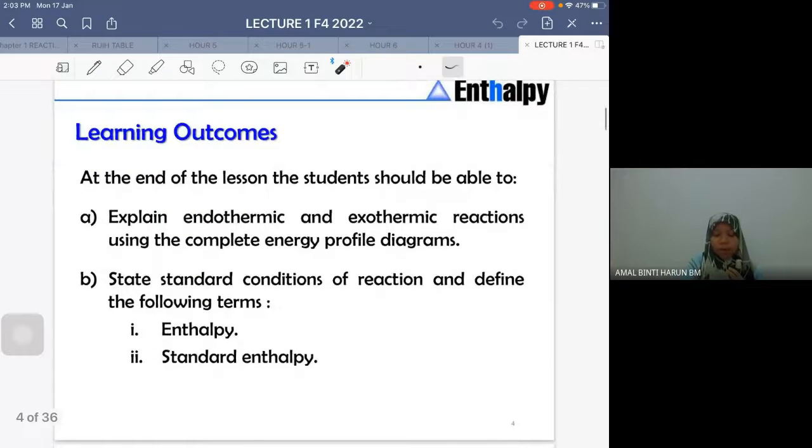So, apa yang kita akan belajar dari chapter first part, the concept of enthalpy is students need to be able to explain or differentiate between the exothermic and endothermic reaction. Okay, using the complete energy profile diagram. That means you need to be able to draw the energy profile diagram for exothermic and endothermic. Next is to state the standard condition and define enthalpy and standard enthalpy.